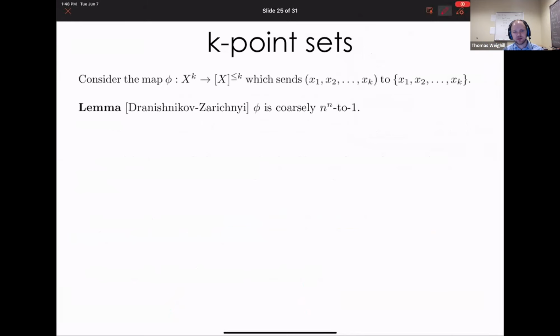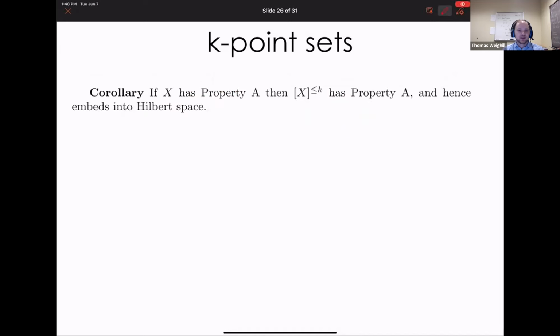And so there's this observation that, again, we made, but was actually made before us and proved by Dranishnikov and Zarichnyi, which is that this map, this forgetful map, is coarsely n to 1. This is actually kind of a fun exercise to check, that it's at least coarsely n to 1. So bringing it all together, how does it go?